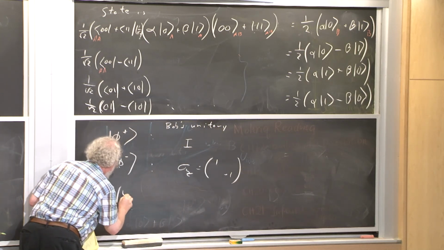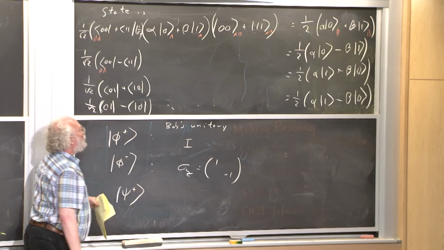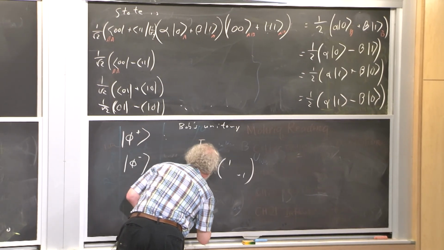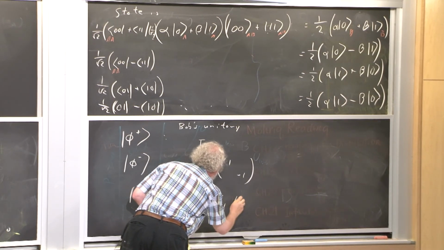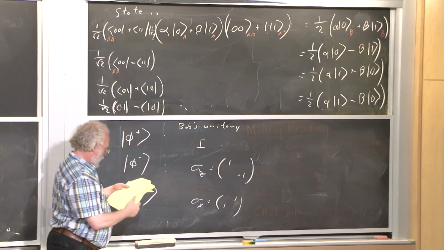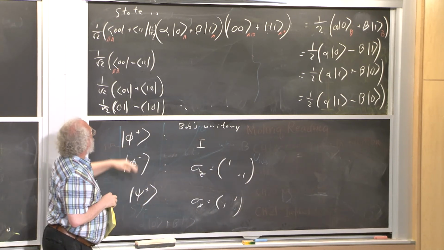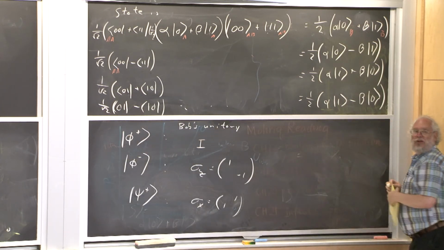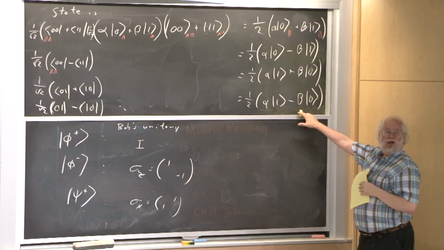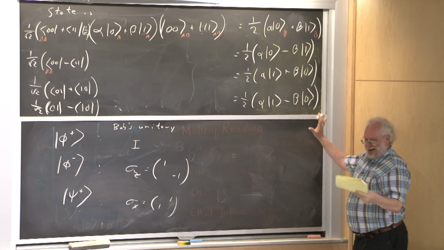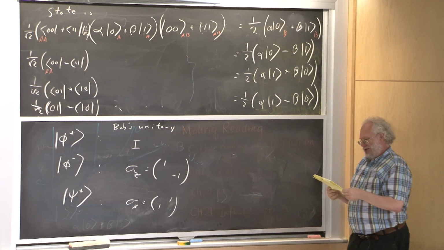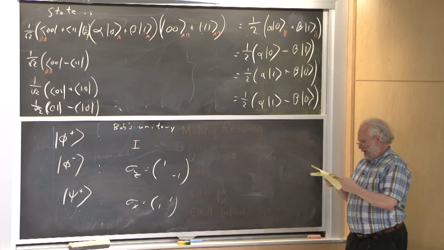And any guesses on psi plus? Sigma x. Sigma x equals 1, 1. And we could multiply by sigma y to fix this one, but that would give us a phase, which I am not going to want. So what do we do to do it without the phase?